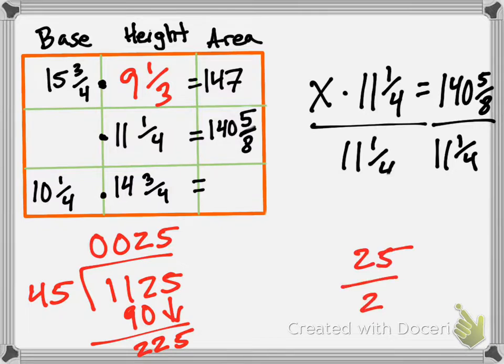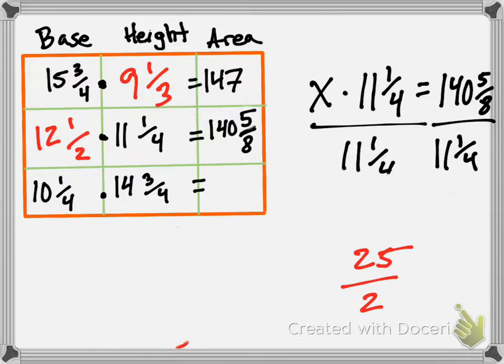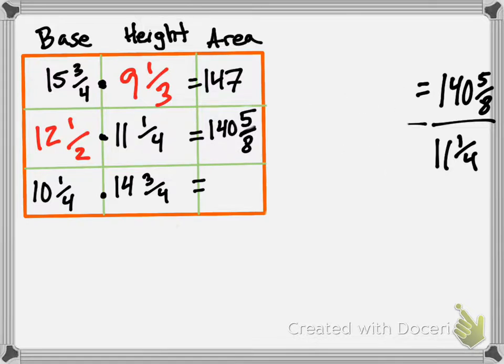25 over 2. And who can tell me what that is as a mixed number? Malia. 12 and 1/2. Perfect, 12 and 1/2. Exactly. 2 goes into 25 12 times without going over, following our Price is Right rules. And then we have 1 left over. Great job. This last one is really, really easy.